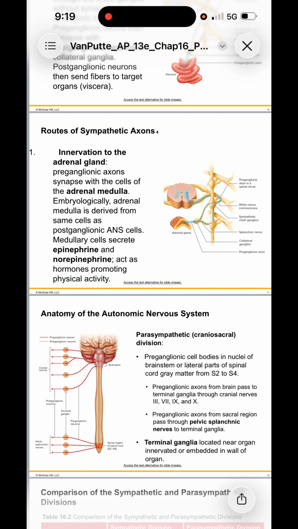Routes of sympathetic axons. 1. Innervation to the adrenal gland. Preganglionic axons synapse with the cells of the adrenal medulla. Embryologically, adrenal medulla is derived from same cells as postganglionic ANS cells. Medullary cells secrete epinephrine and norepinephrine, which act as hormones promoting physical activity.